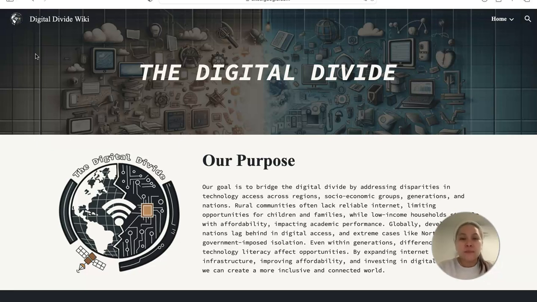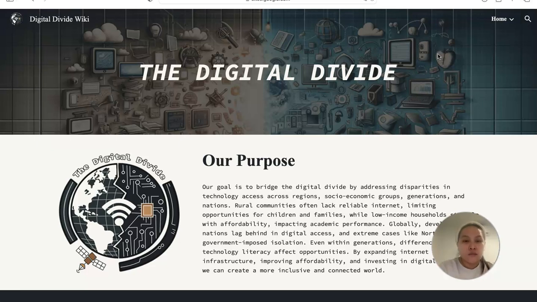Our team project is about the digital divide. Our goal is to bridge the digital divide by addressing the disparities in technology access across regions, socioeconomic groups, generations, and nations. Rural communities often lack reliable internet, limiting opportunities for children and families, while low-income households struggle with affordability, impacting academic performance.